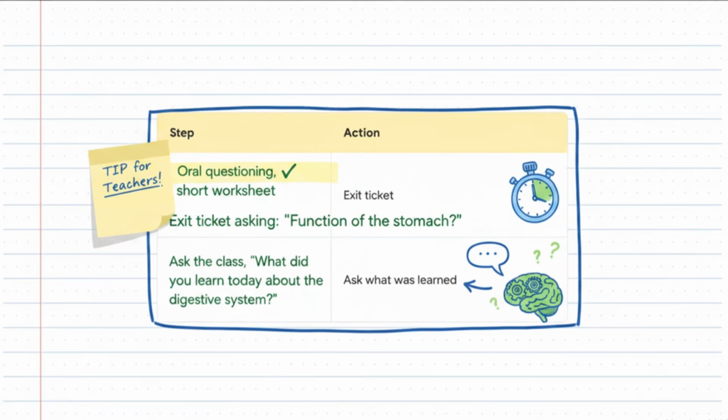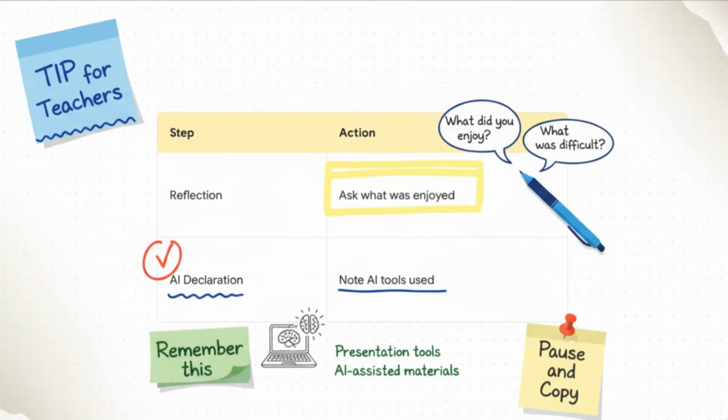Right below that, for generalization, we write our prompt. Ask the class, what did you learn today about the digestive system? This just helps them verbally reinforce those key concepts. Let's finish up the final steps of our template. For the reflection section, we'll write down prompts for the students like, what did you enjoy? And what was difficult? Letting students reflect drastically strengthens their own learning awareness.